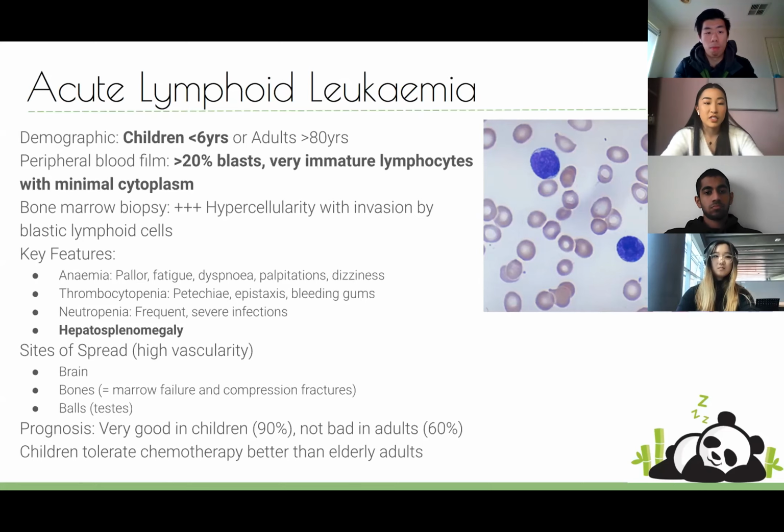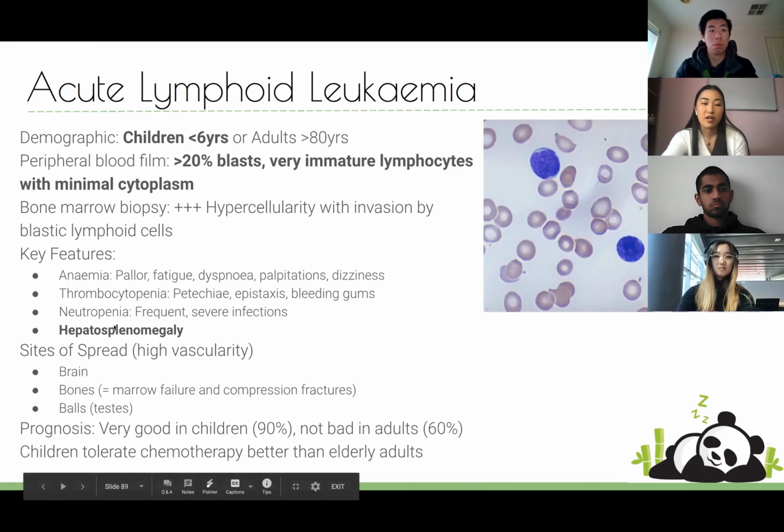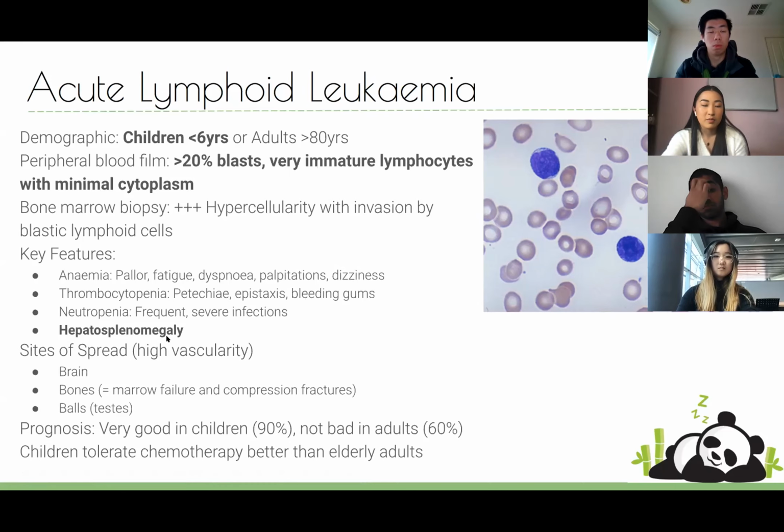And then the key features again are kind of similar. So the idea is, again, bone marrow is being lost because of invasion by these cells. And so you get all these symptoms of anemia, thrombocytopenia, and neutropenia. And then because the immune cells aren't being able to be produced at the bone marrow, you get extramedullary synthesis, and that would happen at the liver and the spleen. So you get hepatosplenomegaly. So this one can spread, and spreads typically to areas of high vascularity. So the 3 Bs: brain, bones, and balls.